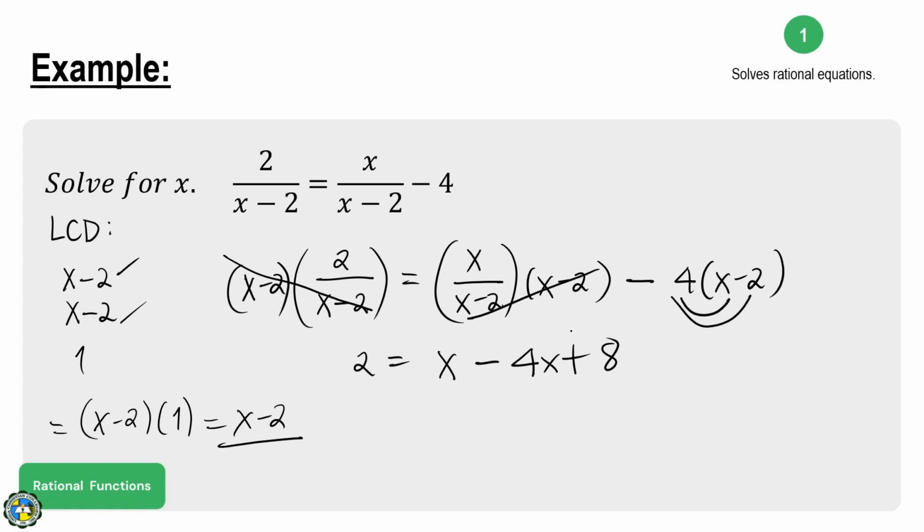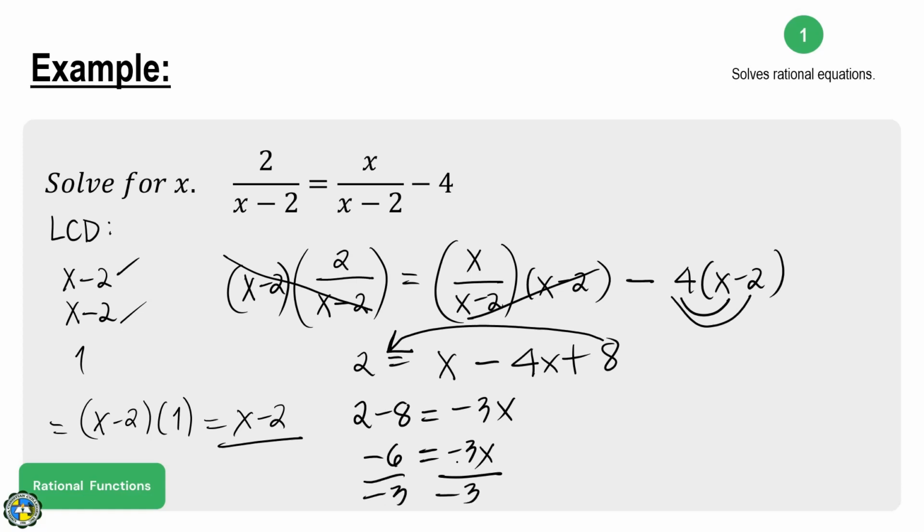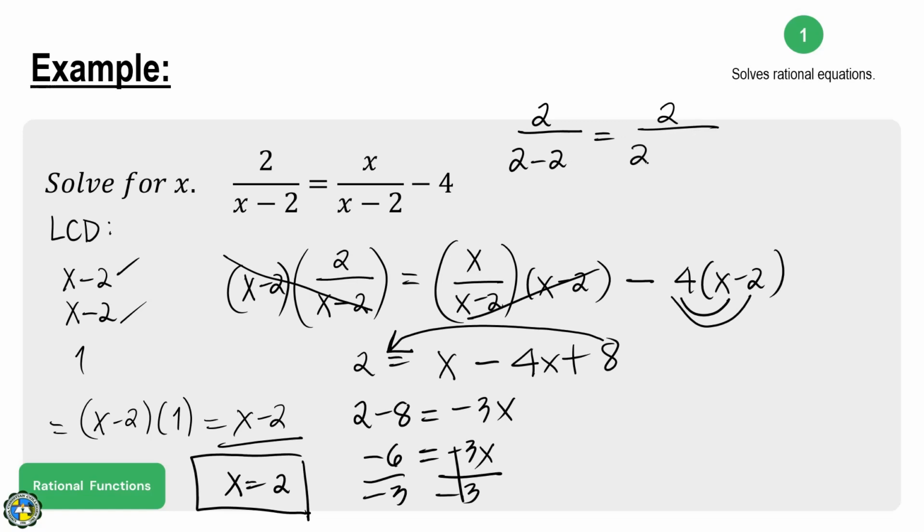So, sige, no? Baliktad rin. Okay lang naman po, no? Kahit baliktad po yung ating expression as long as we do not abide the law of math. No? So, 2 minus 8, this will be negative 3x. So, negative 6 equals negative 3x. Divide both sides by negative 3, leaving x only, and the value of your x is positive 2 po. So, let's see if that will satisfy our equation. So, 2 all over 2 minus 2 equals 2 all over 2 minus 2 minus 4 po.